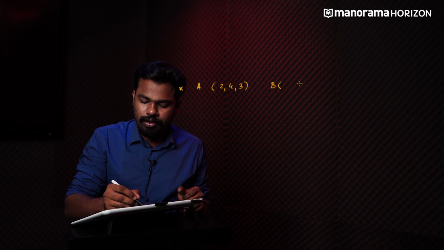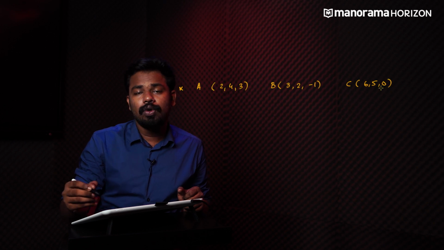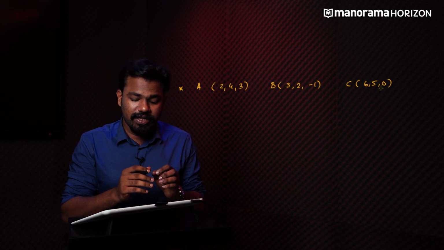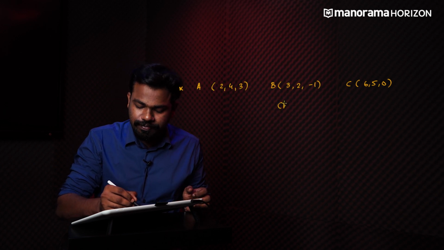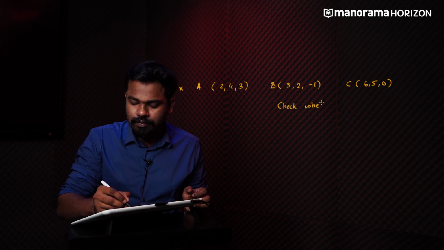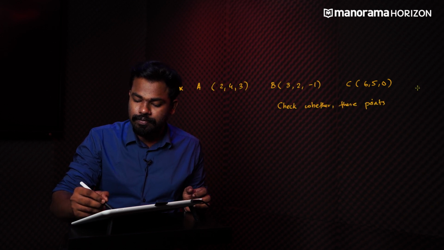And using the same distance formula, some questions can come in which way? To find whether the given coordinates form a right angle triangle. Suppose there are 3 coordinates, A, that is (2, 4, 3), B, (3, 2, -1), and C, (6, 5, 0). So these are 3 coordinates, and they're asking us to check whether these 3 points can form a right angle triangle. So check whether these points form a right angle triangle.